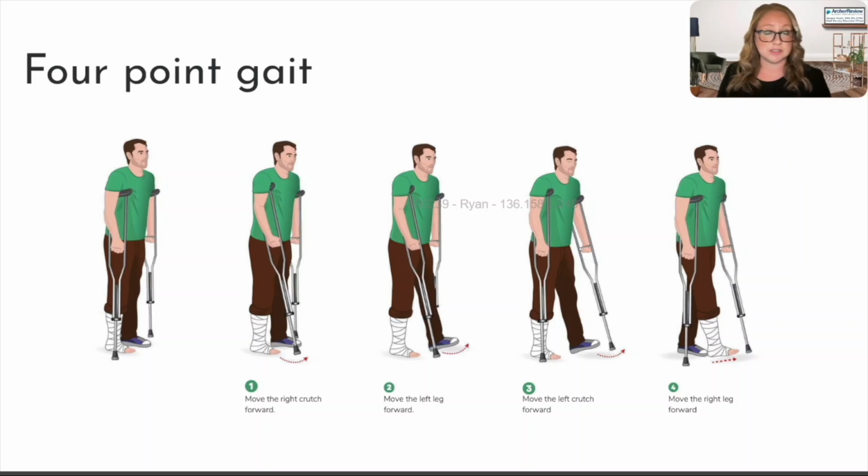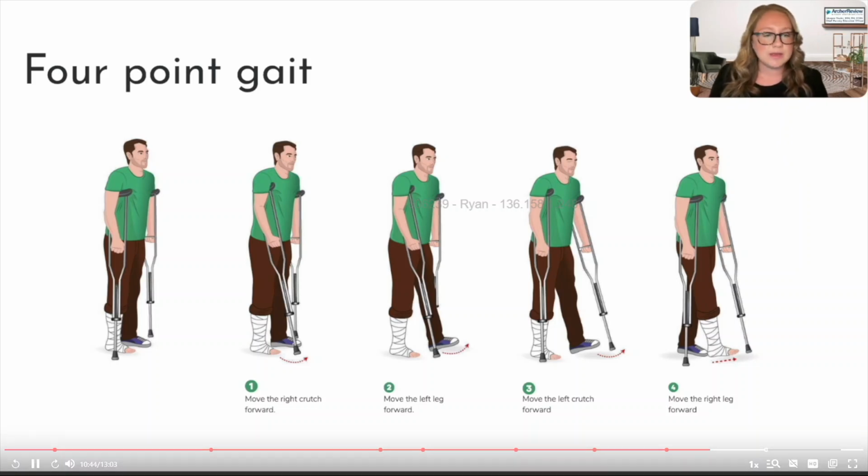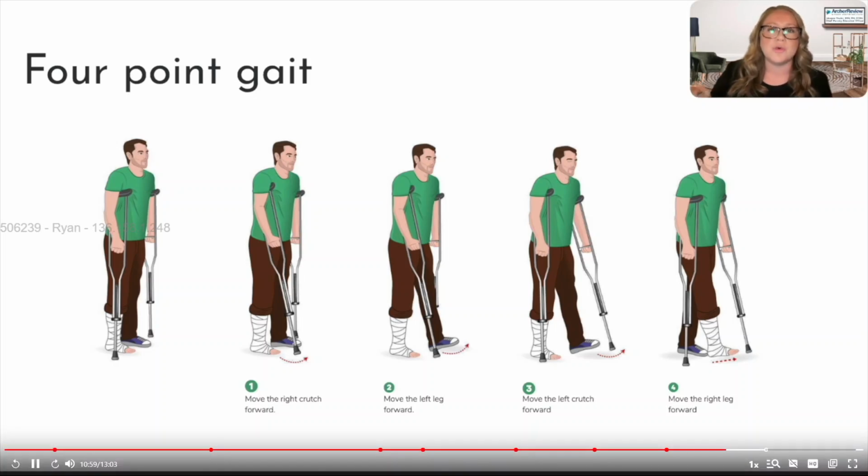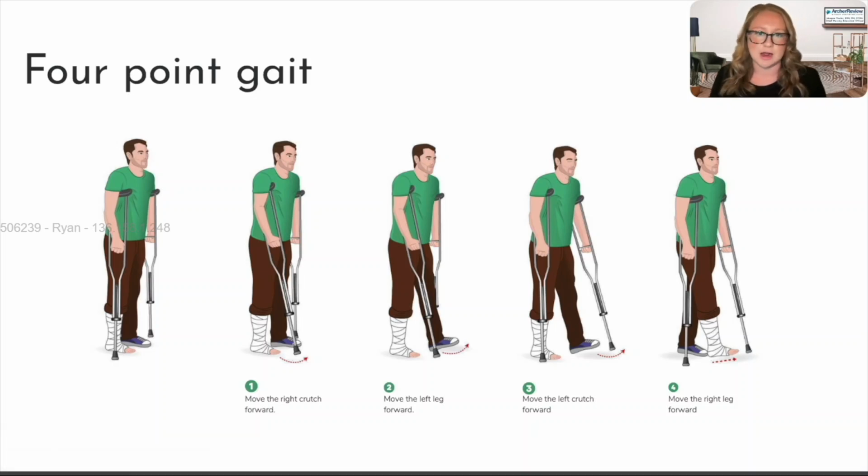Still in opposition. So in our diagram here, we've got the right crutch going and then the left leg. And then we have the left crutch going and then the right leg. So it's like we take that normal walking gait where we walk in opposition and then slow it down to one extremity at a time.